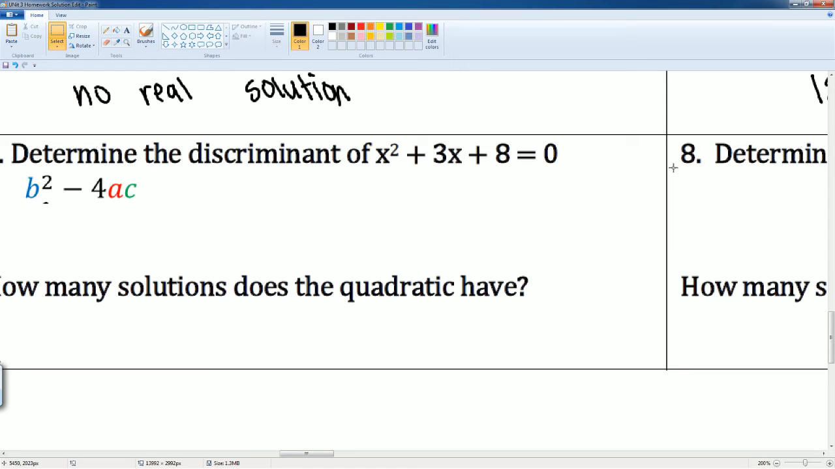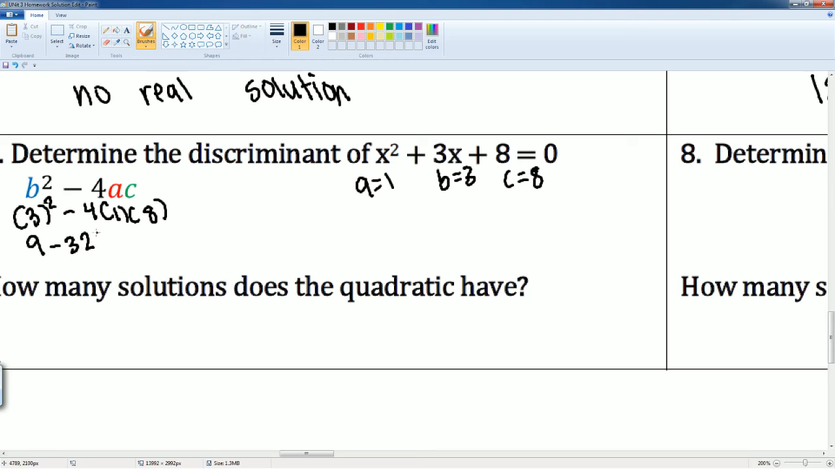All right, so this is already in standard form. So A equals 1, B equals 3, and C equals 8. Plug it in. B squared gets us 3 squared minus 4, A is 1, C is 8. Okay, this becomes 9 minus 32. 9 minus 32, that looks like a negative number. That gets us negative 23.